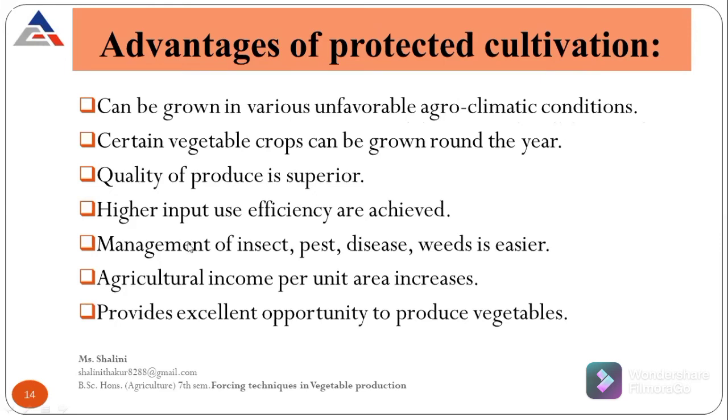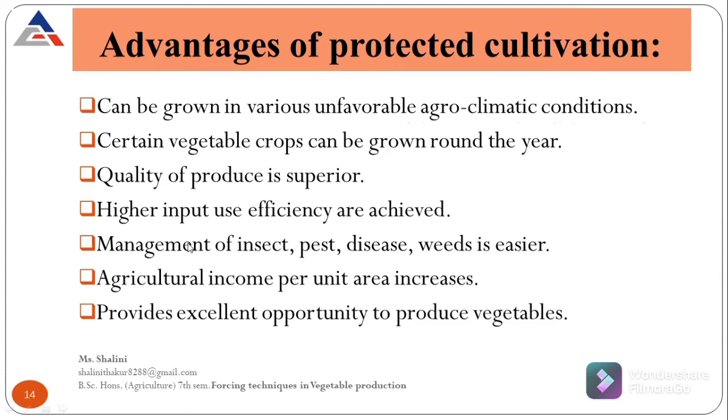Next is the advantages of protective cultivation. First, it can be grown in unfavorable agroclimatic conditions. It doesn't need favorable conditions to grow our crop. We have to set up our polyhouse or greenhouse and just grow our crop. It doesn't need any kind of favorable agroclimatic condition. Second, certain vegetables can be grown around the year, like capsicum. You can take it all over the year.